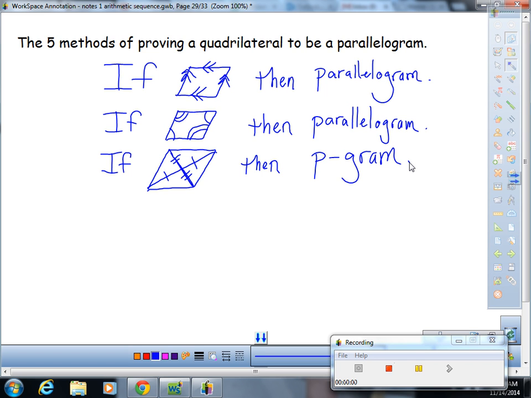Don't laugh at that. Hey, happy birthday, I got you a p-gram. You know, like a singing telegram or a jokergram? A p-gram. No? No? Thank you. Next.